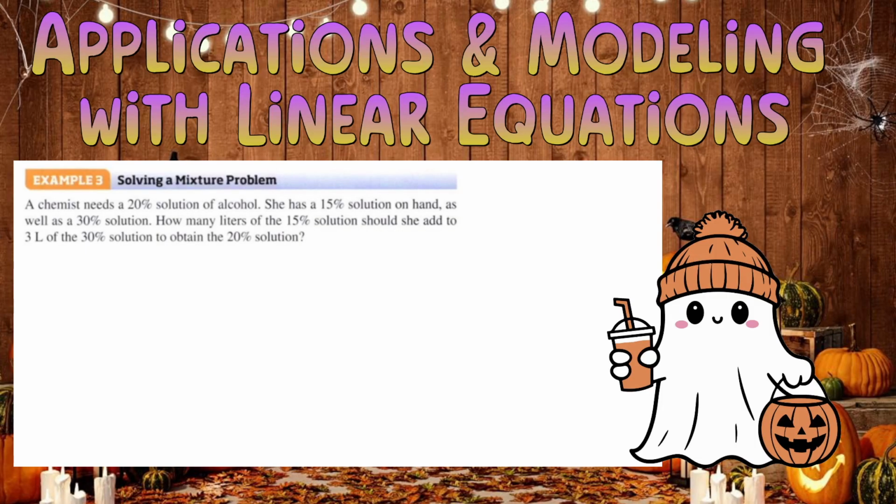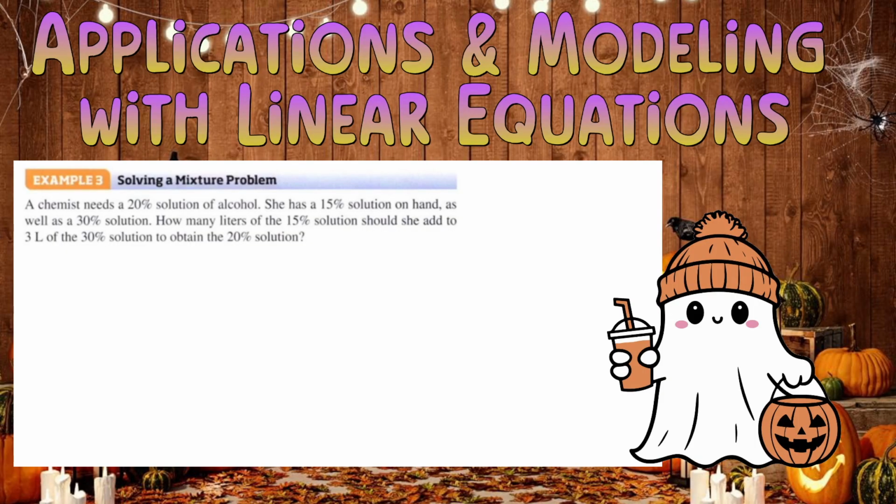A chemist needs a 20% solution of alcohol. So we want a solution that is 20% alcohol, so maybe it's alcohol mixed with whatever else, but 20% alcohol. And right now we have a 15% solution on hand, which is not enough, and we have a 30% solution on hand, which is too much. And I can't just mix them in equal parts. I can't just eyeball it. No, it doesn't work like that.